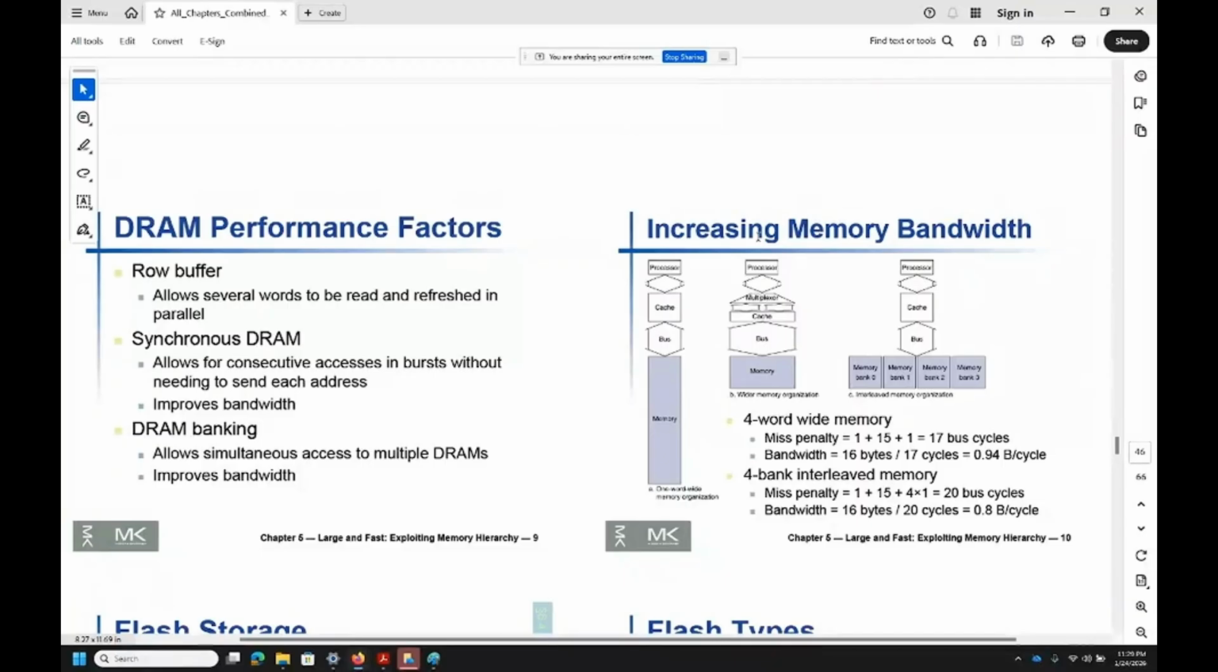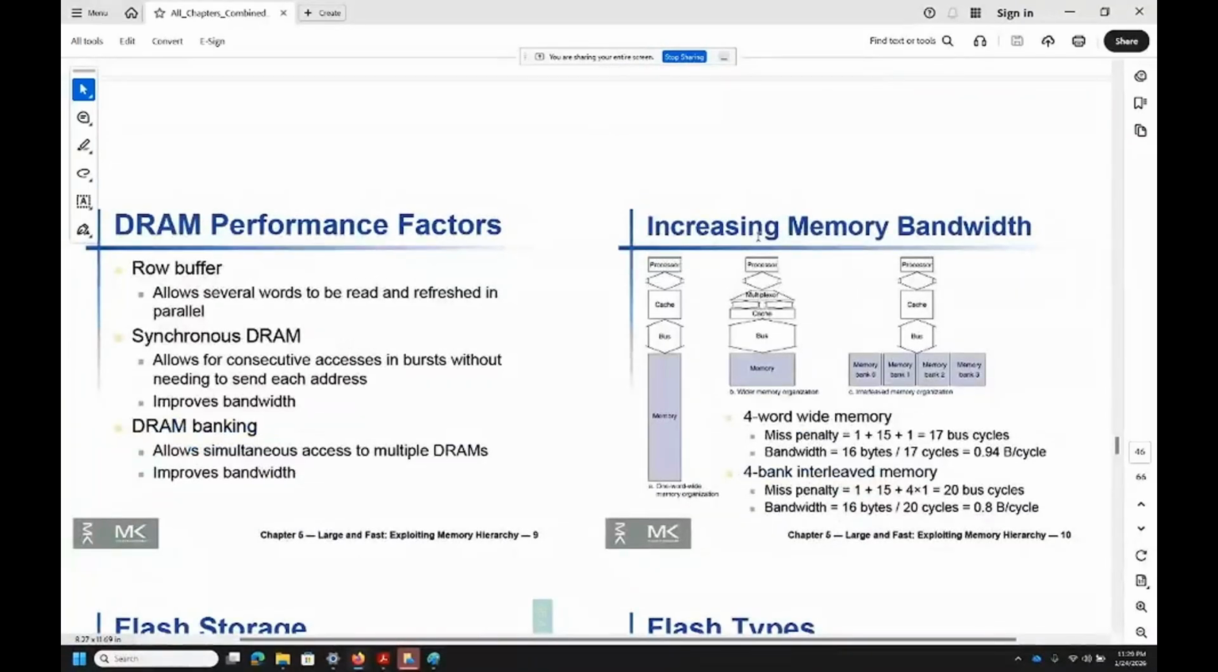Because you can then access data from both of them at once, so it kind of doubles your bandwidth. So always have matching sticks or matching amounts of RAM. It's kind of important.